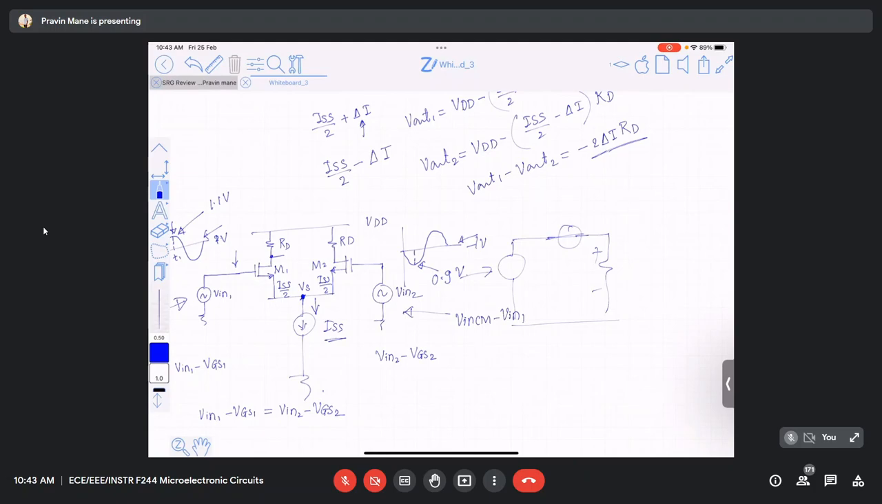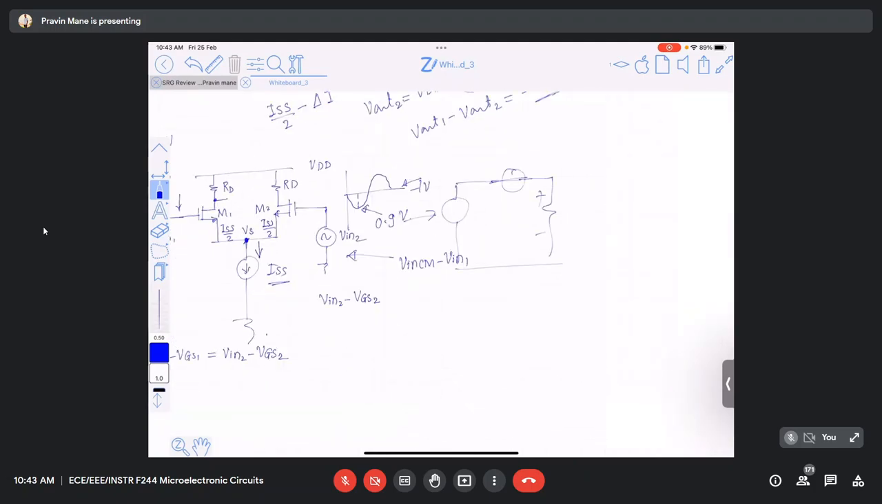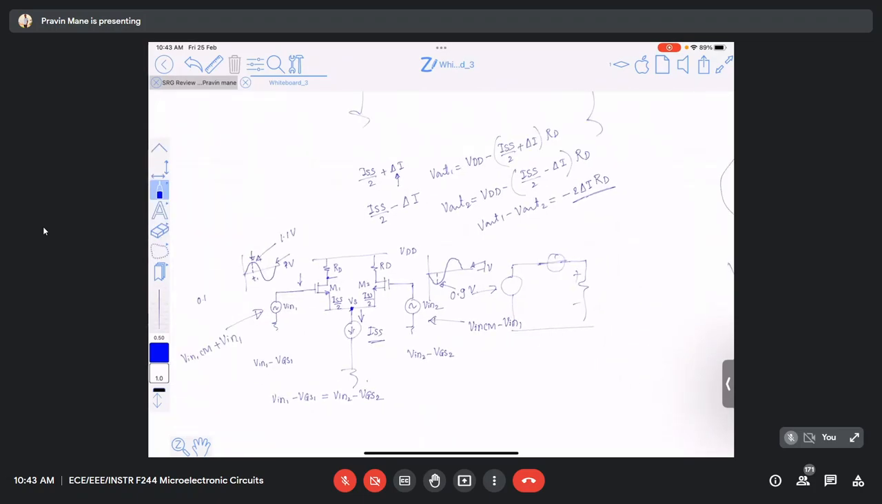Okay. Now, I will define what should be the value. Any doubt? So the circuit will work, the current flowing through M1 and M2 will be equal in magnitude but opposite in direction when a differential input signal is applied. How is the differential input signal applied?